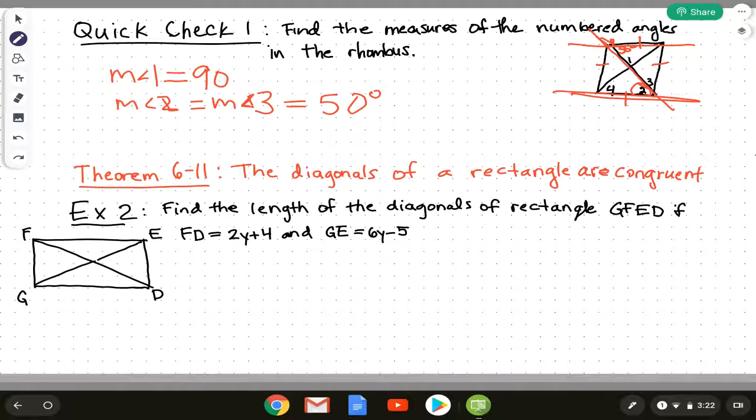Now we're just left to figure out what angle 4 is. So again, remember when the diagonals intersect, they form perpendicular lines. So this is a right triangle. It all has to add up to 180. 90 plus the measure of angle 2, which is 50, would make 140. So angle 4 must be 40 degrees.